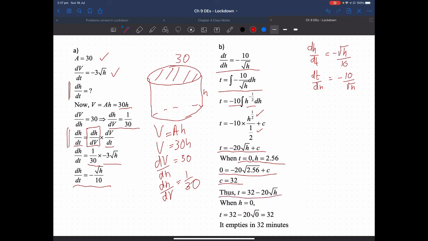We now have a formula relating t and h. So we now want to find t when h is equal to 0. So substituting 0 into our formula, we get t equals 32 minus 20 root 0. Simplifying that gives us 32. Hence, the tank is emptied after 32 minutes.